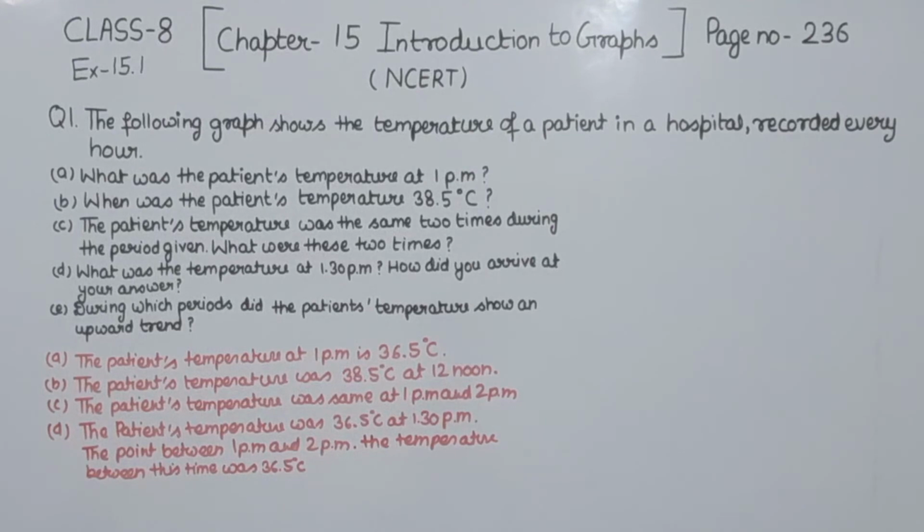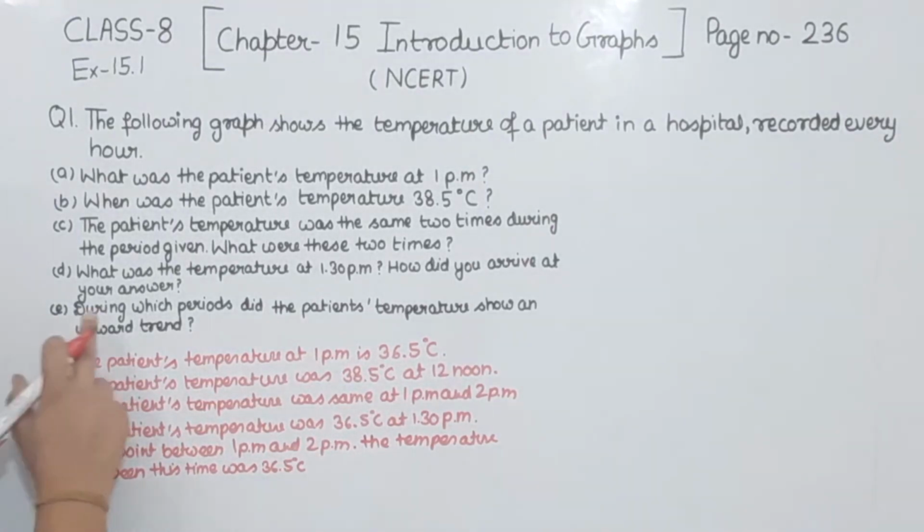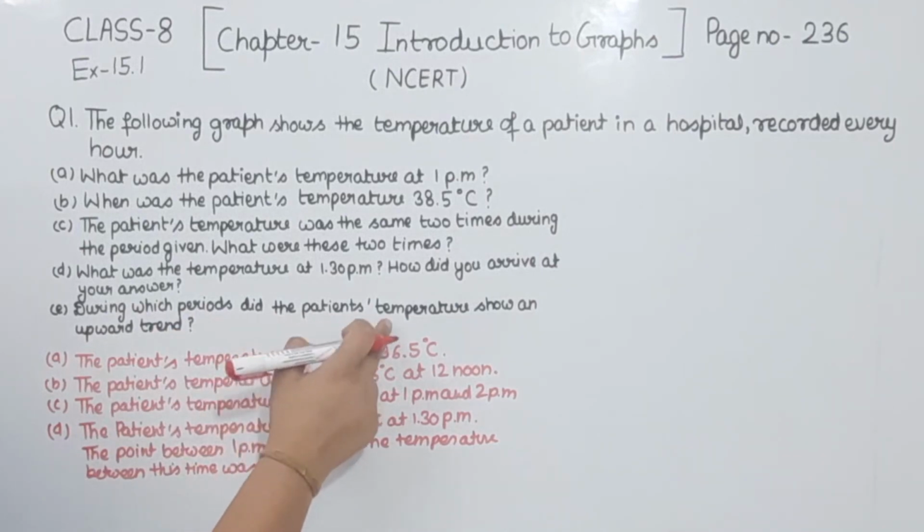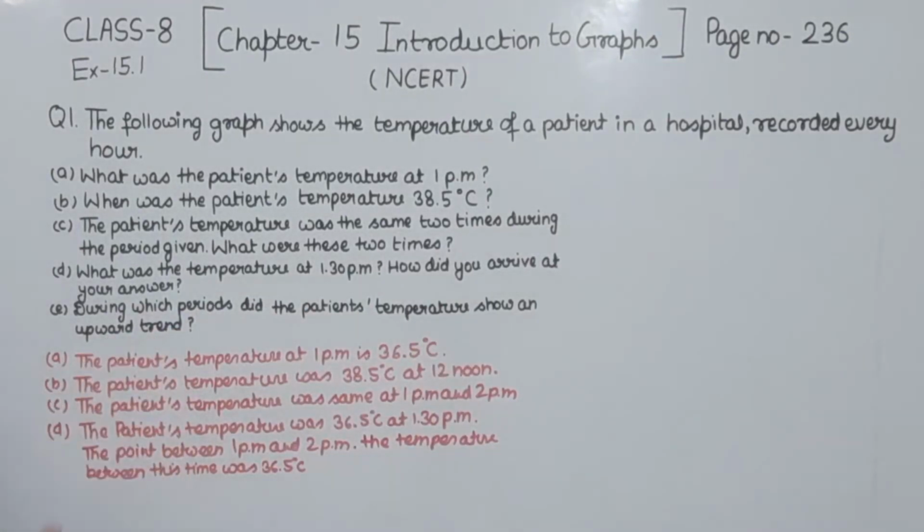Now comes the next one, the last one. We are having part E. During which periods did the patient's temperature show an upward trend? So at what time did the temperature rise? From 9 a.m. the temperature was 35.5. It rises to 36 at 10 a.m. Then it rises to 39 at 11 a.m. So the temperature rises from 9 a.m. to 11 a.m.